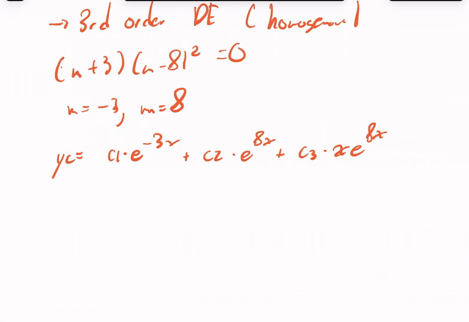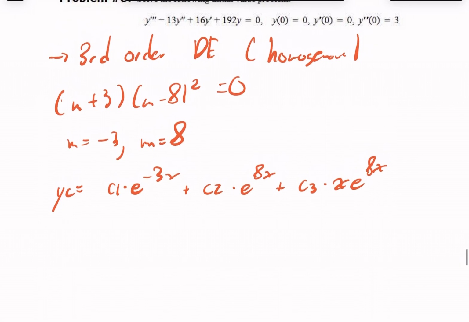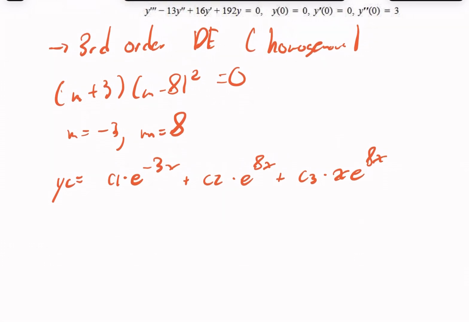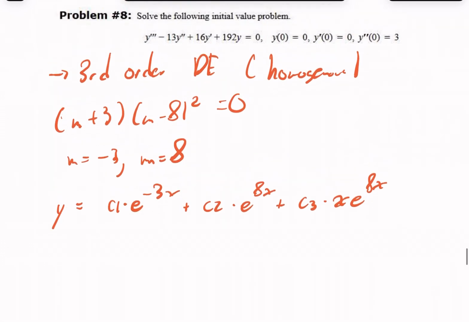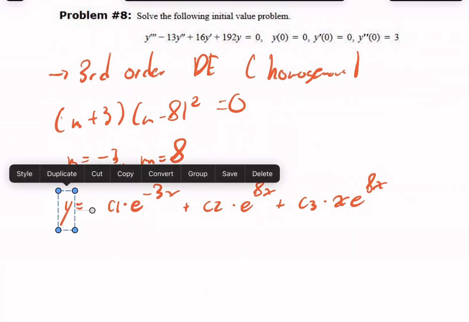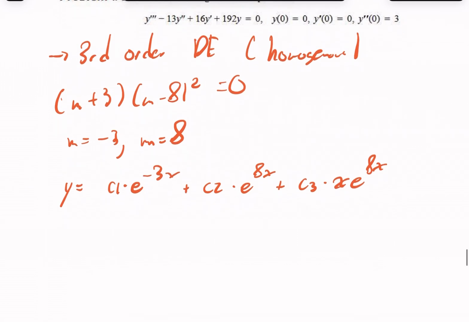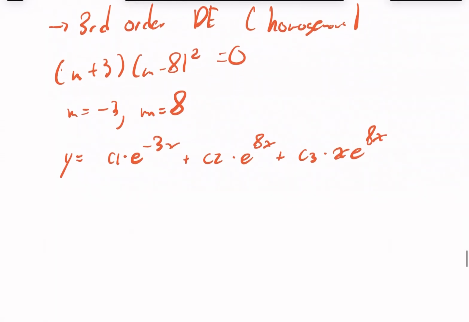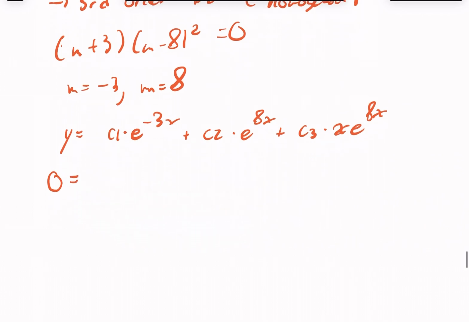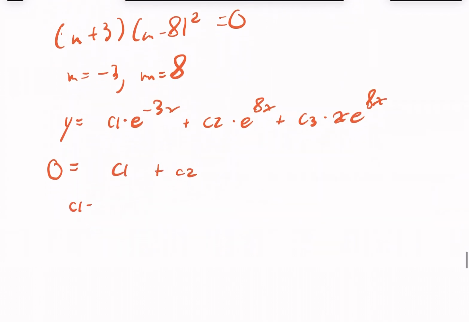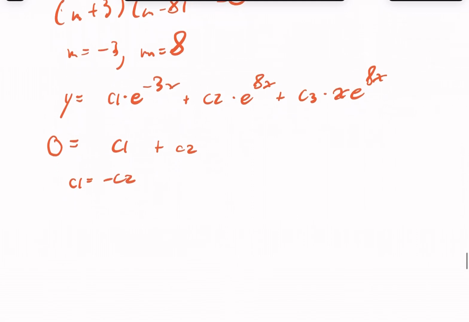These are some things you're just gonna have to pick up over time. And so this is my complementary, and I didn't really clock it when I first wrote that down, but this is the general solution to it. Okay, so we're gonna keep solving for our values. So at 0, I have c1 plus c2, and so c1 just equals negative c2, which is amazing.